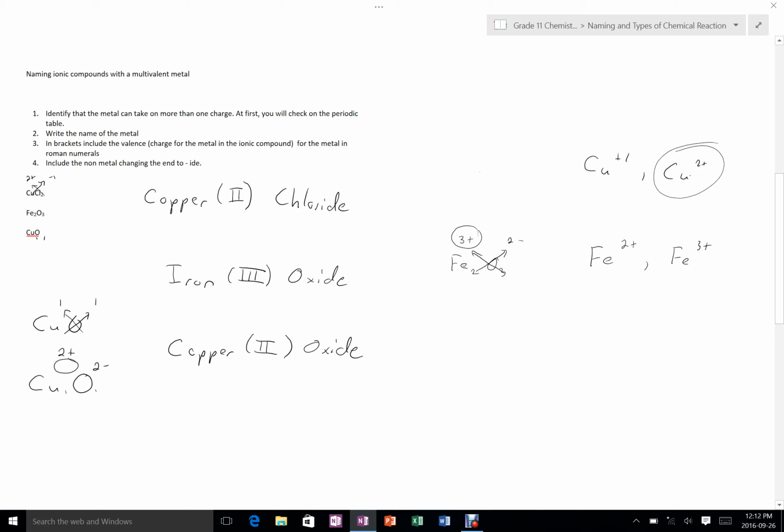So remember, when we do our crossover with ionic compounds and then we have the numbers on the bottom, the next step is to reduce. So if I'm thinking about going backwards from my crossed over compound to my original name, I have to remember that I may have reduced in the past, and I need to be careful to make sure that I get the right valence.